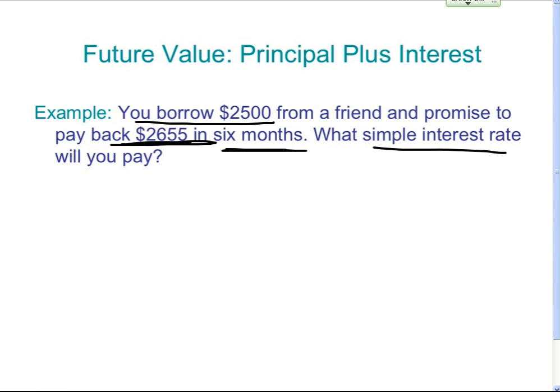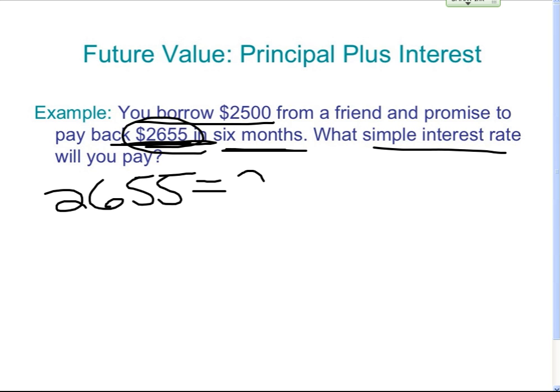A is the future value. Well, A is what you're going to pay back. So you have $2,655. That's your future value. That's A. P is the principal. So that would be $2,500. 1 plus R, we don't know R, times the time. That's 6 months, and so that's 1/2 of a year.